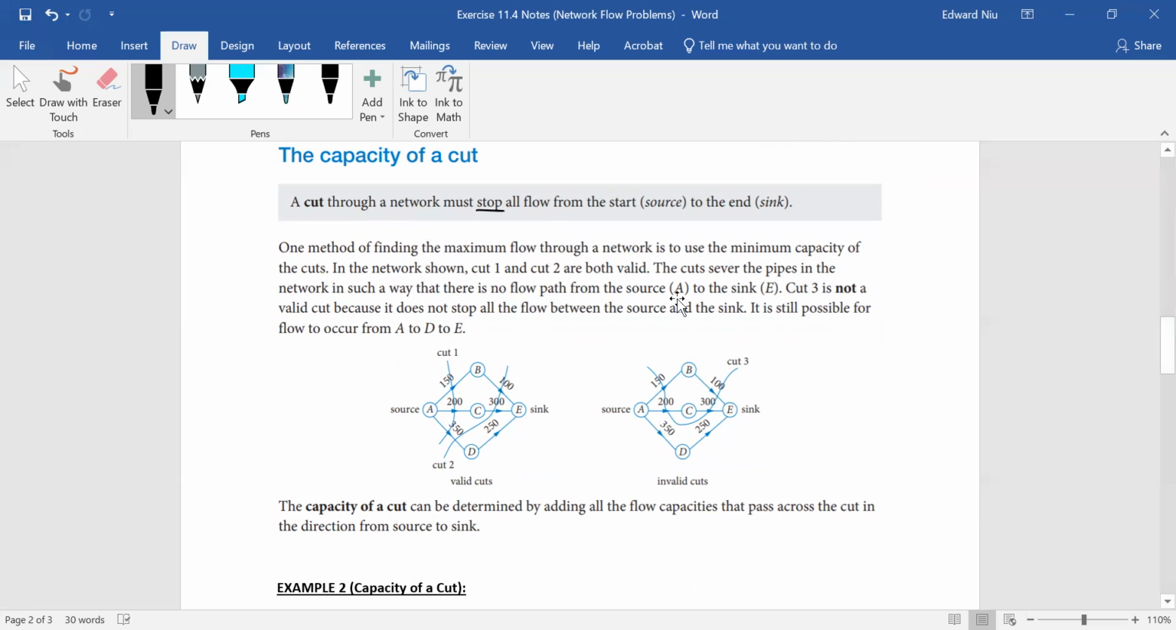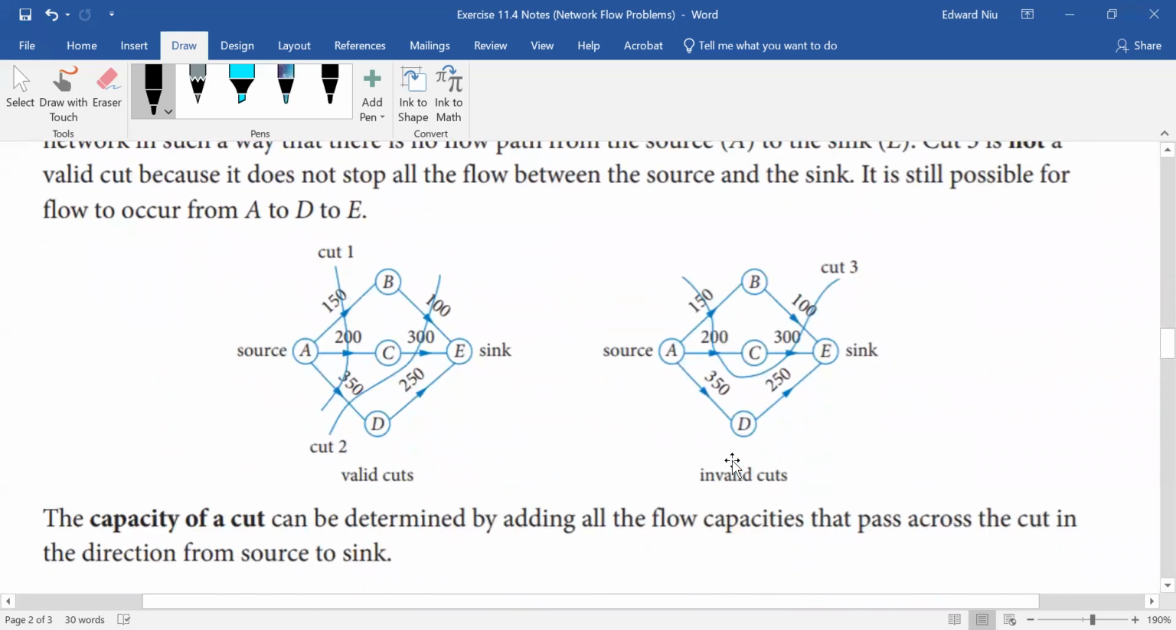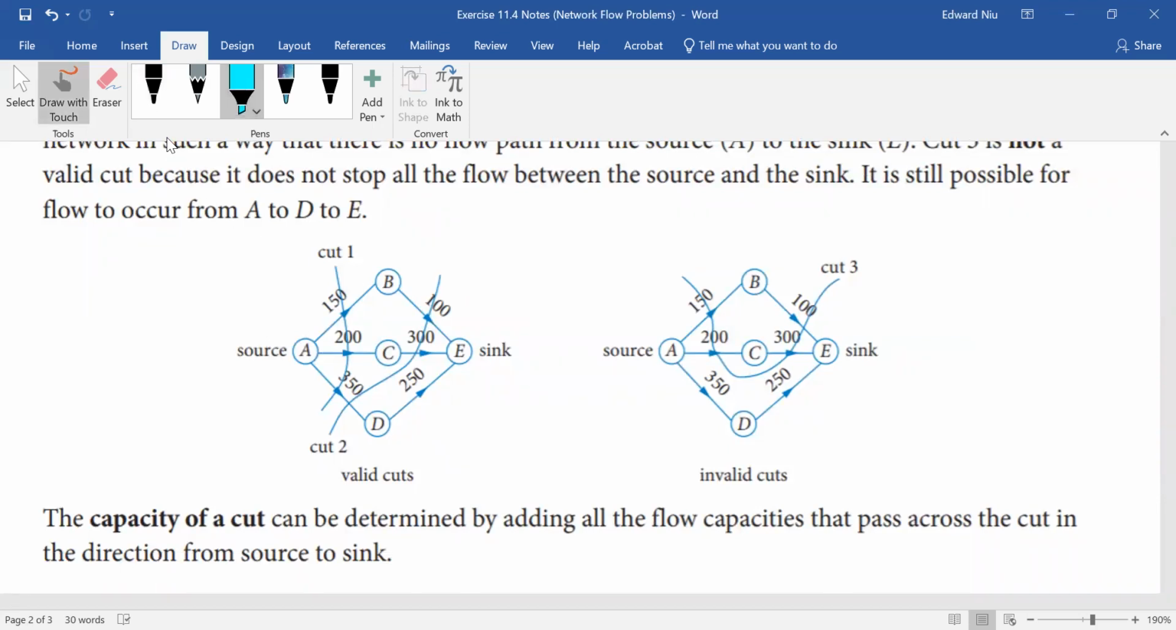And so ignoring everything that's written above, let's just take a look at the diagrams because I feel like this is going to be quicker. What you notice is we have on the left some valid cuts. On the right diagram, we have some invalid cuts. And what you need to think of is, does the line that cuts through the network stop all water flow from the source?